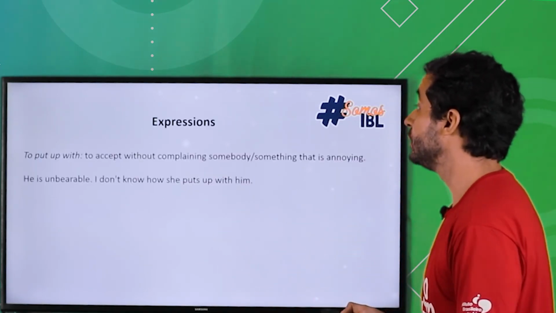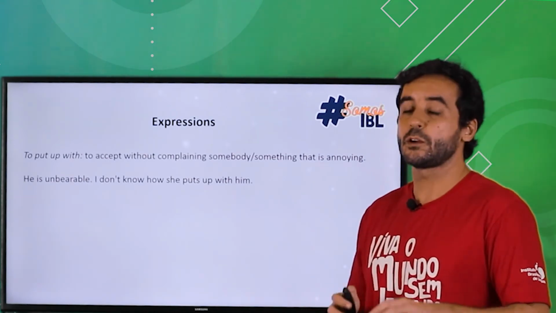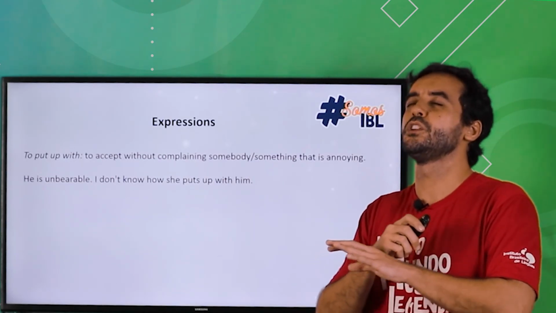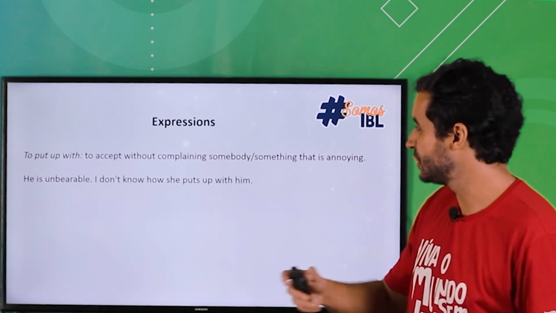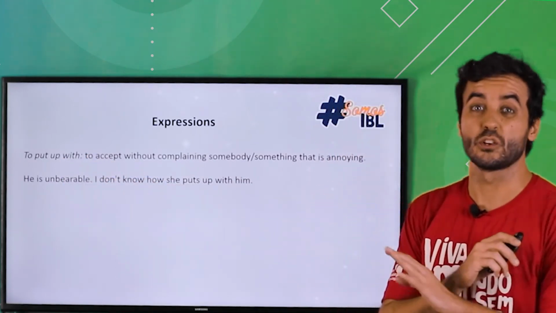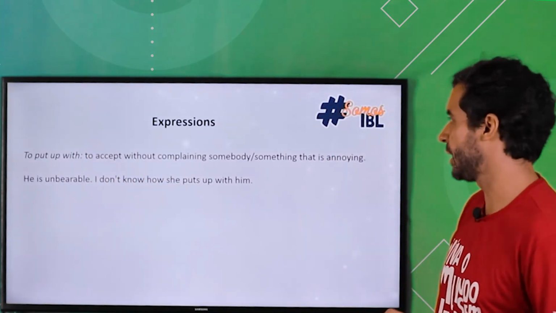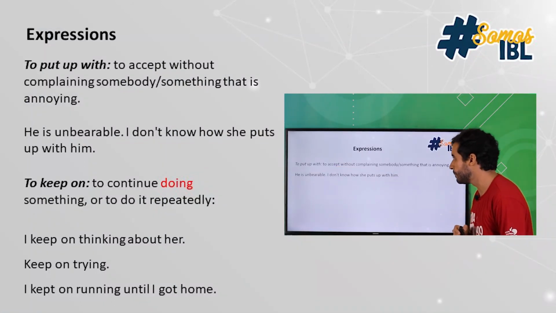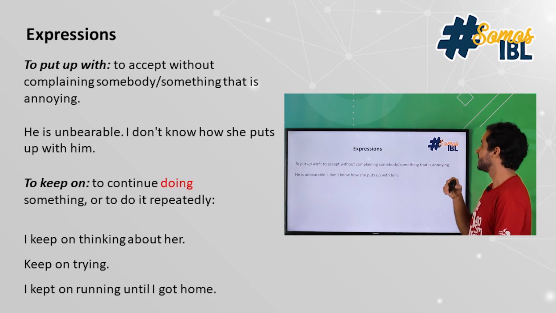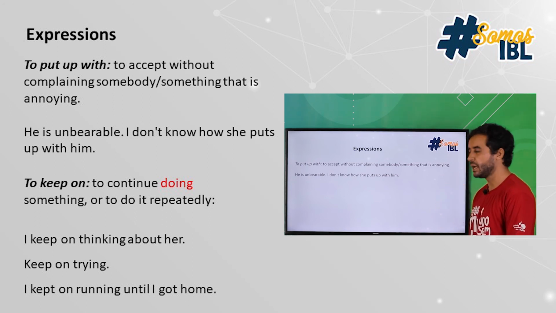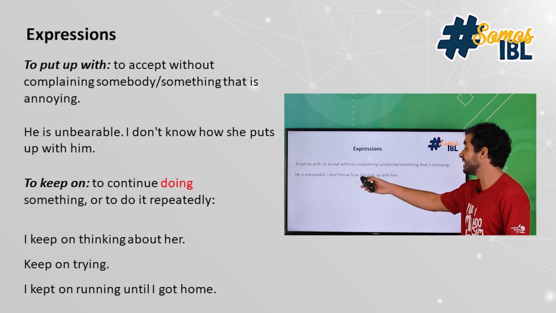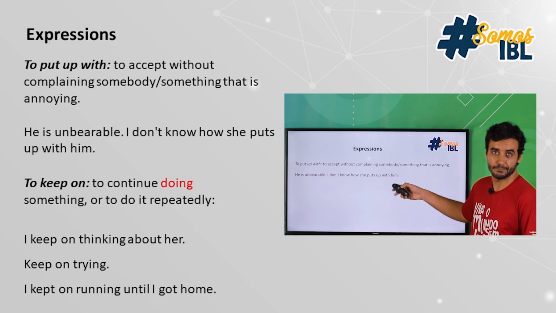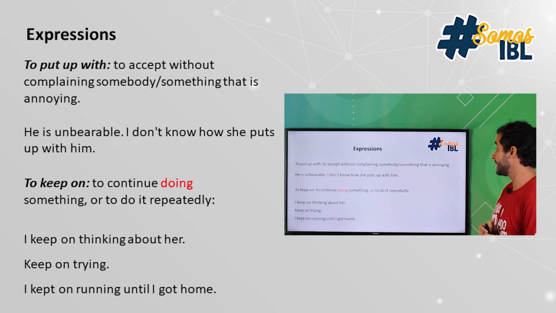The next one is to put up with, okay? Put up with is when you can't stand something anymore, when you can't take it anymore. Somebody's being so annoying, you just can't stand it, you don't put up with it, you don't tolerate it. That's maybe the best synonym. So it means to accept without complaining somebody or something that is annoying. He's unbearable, he's terrible. I don't know how she puts up with him, right? I don't know how she can stand him. I don't know how she tolerates him. All synonyms.